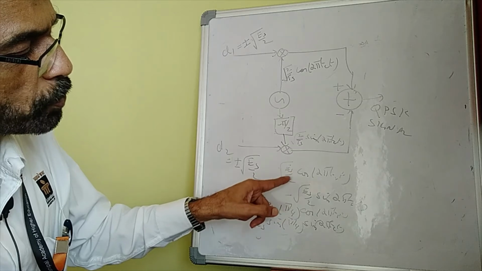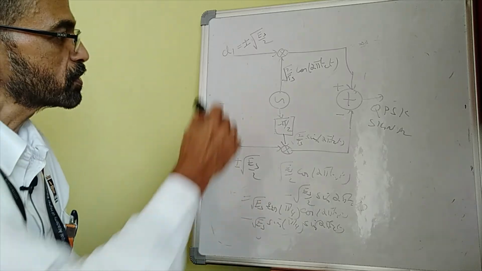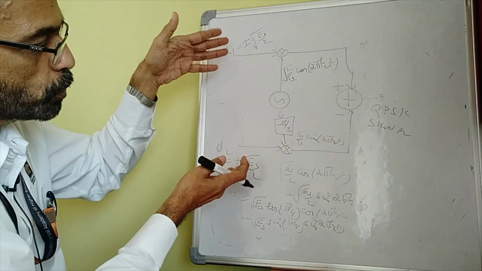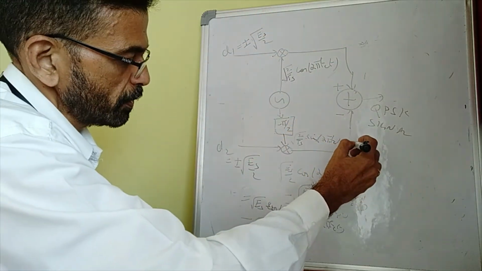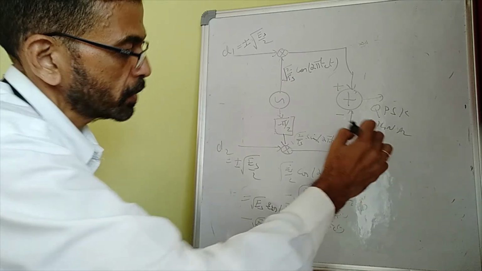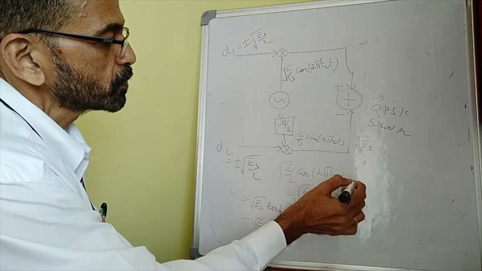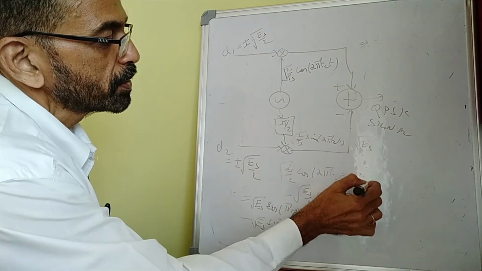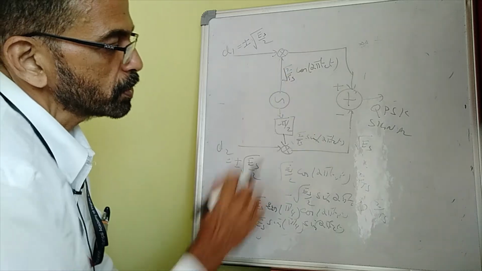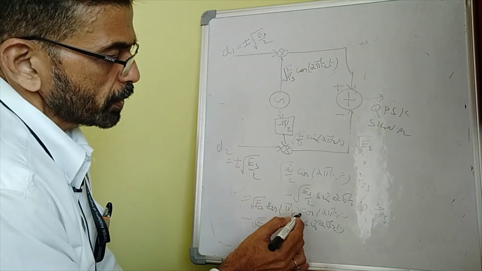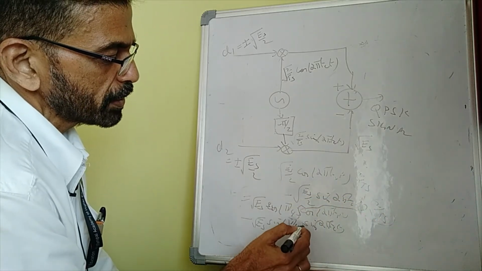So what I have done is 1 by root 2 I have expressed as cos pi by 4, and this 1 by root 2 I have expressed as sin pi by 4, and you can see that when d1 and d2 are such that they are both root Es by 2, the resulting QPSK signal in that signaling interval will be root Es. Of course, I left out the root 2 by Ts, because the amplitude is root of 2 by Ts. I have that here as well, and here as well.